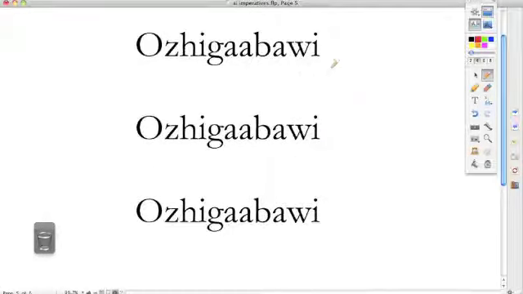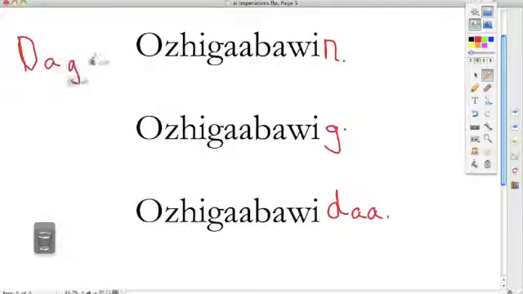Here's Oshigaboe. He or she lines up. He or she stands in a line. So if I'm telling a student Oshigaboin, I'm saying you, gin, line up. Then we have Oshigaboig. All of you line up. And Oshigaboida. Let's line up. In cases like this, we can always put this word in front. Duga, please. Duga Oshigabwin, please line up.